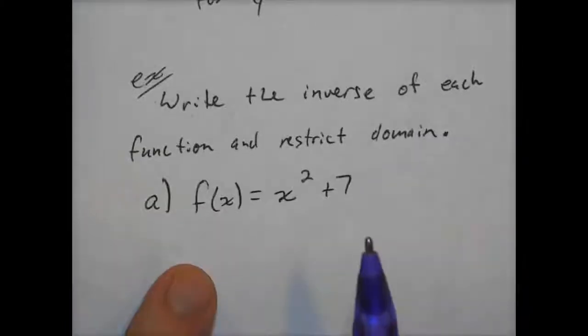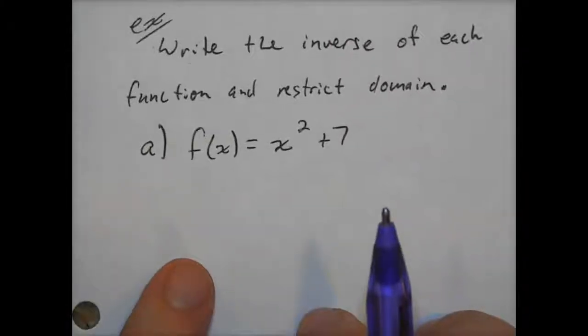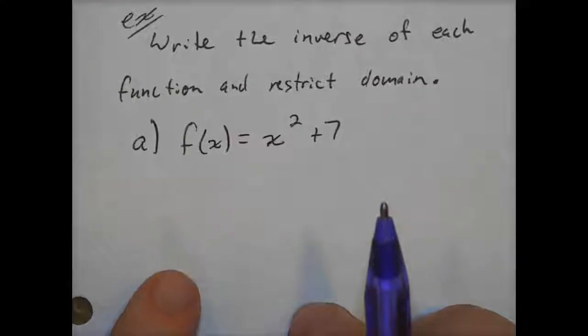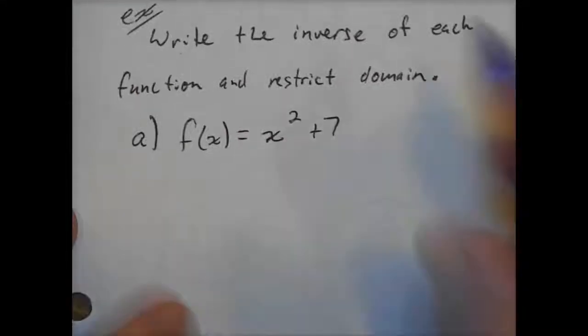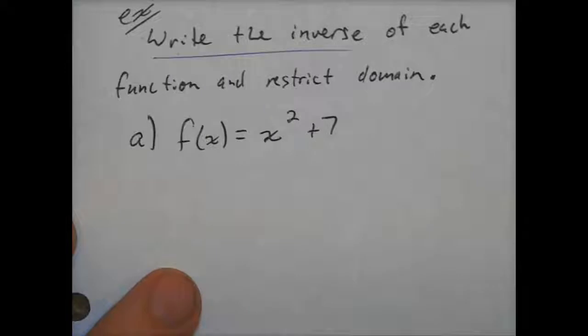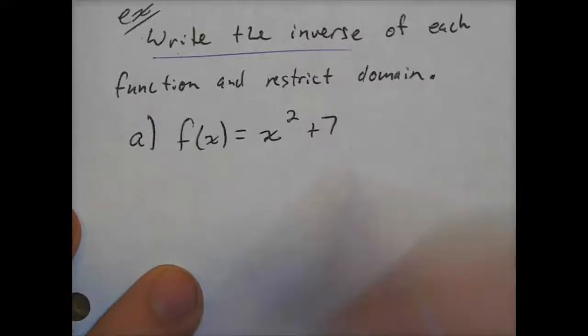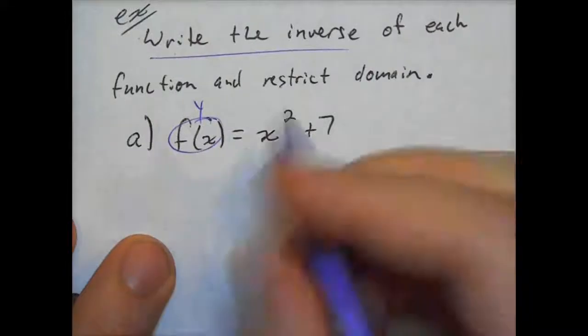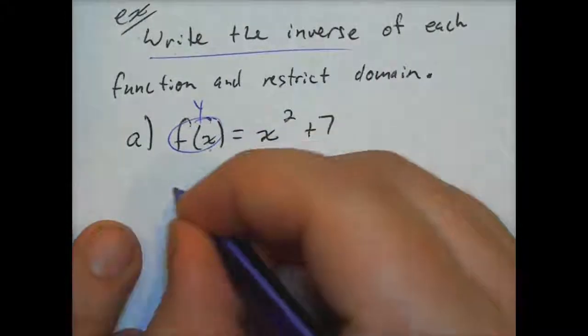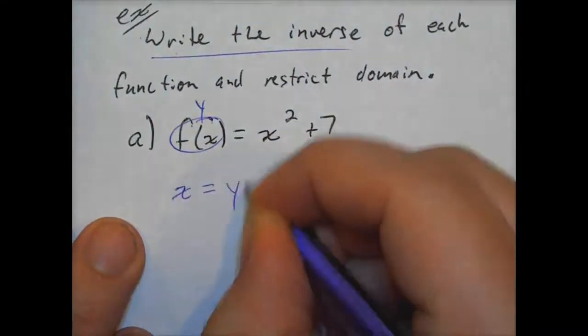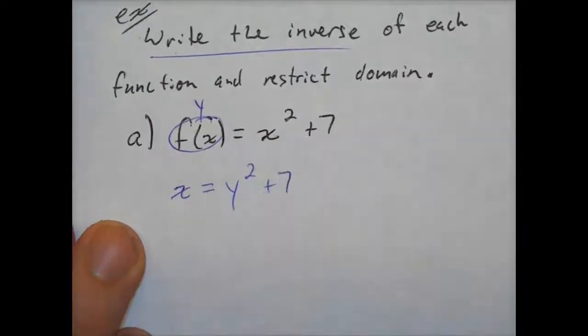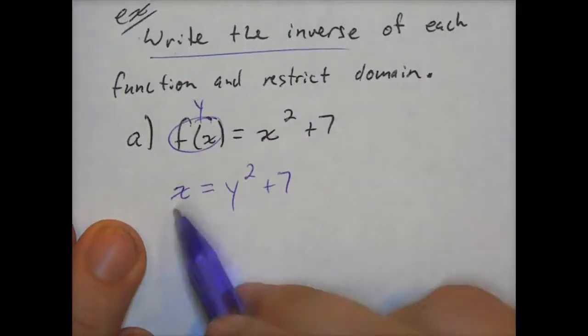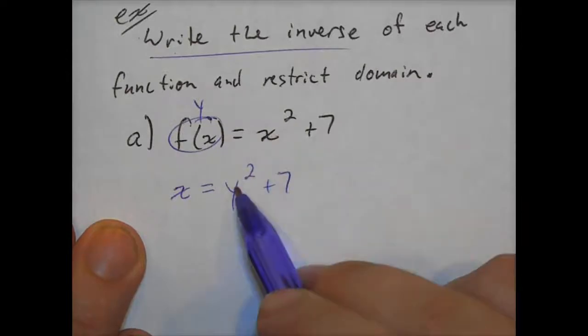So here's the first problem we're going to look at. Write the inverse of each function and restrict its domain. What that means, first let's tackle this one at a time. Write the inverse of the function. For this function, don't forget f of x is kind of like our y. So if I switch x and y exactly where they are in the equation, don't change anything else about it, this is my new equation. Notice, y became x, x squared became y squared.